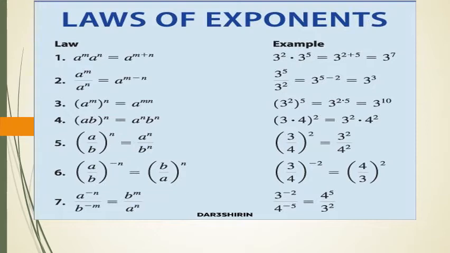As we have learned in the last class, a by b the whole raised to negative n is the same as b by a the whole raised to n. Now we have the seventh one, that is a raised to minus n by b raised to minus m. So that is the same as b raised to m by a raised to n. Here the examples are also shown. Now as you know, here a and b are non-zero integers and m and n are integers. That's the condition for these laws of exponents.